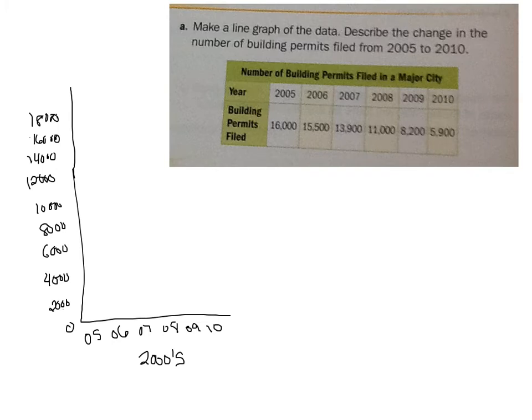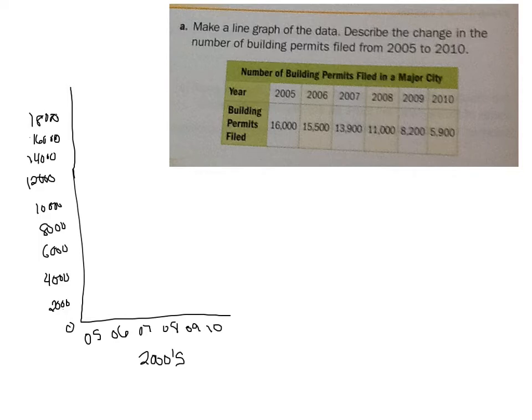This example can be found on page 902, letter A. It says, make a line graph of the data. Describe the changes in the number of building permits filed from 2005 to 2010. Now, if I look at this chart, notice in your book on the left side, in the column, they already have a graph for you. All you have to do is plot the points.